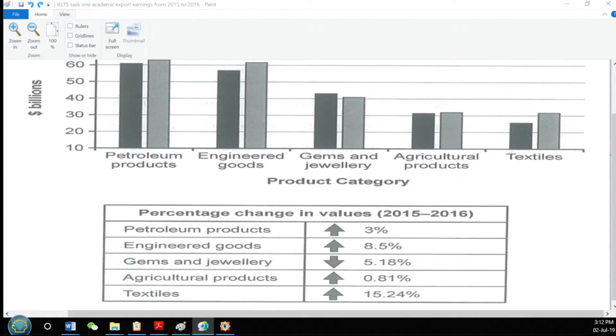Alright, so this is the task that we're going to be using today to write our IELTS academic report. And as you can see, it's a combination task. We've got our bar chart up the top, and below this we've got a table. So we can call this a multi-task type because there's two different types of charts here.